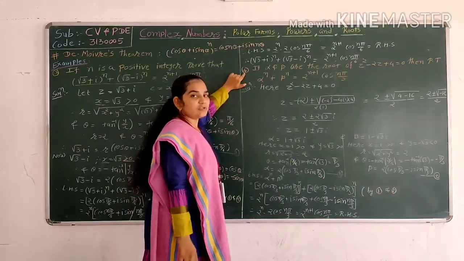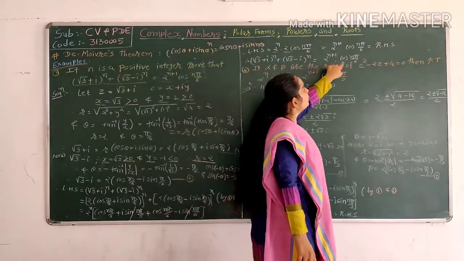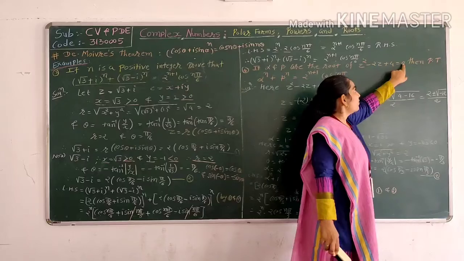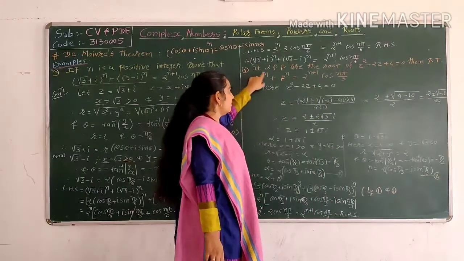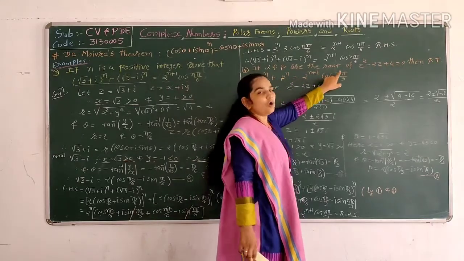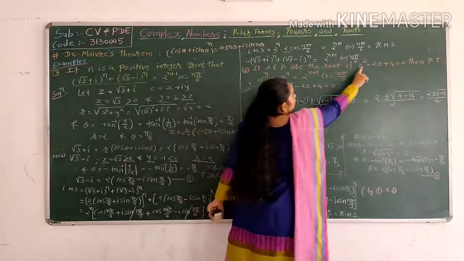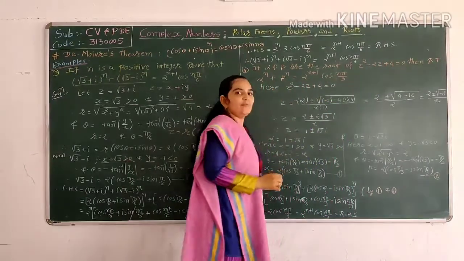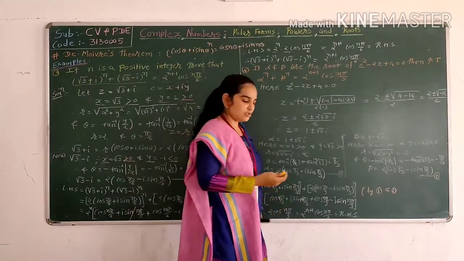Now next example: if alpha and beta are the roots of z square minus 2z plus 4 equal to 0, then prove that alpha raised to n plus beta raised to n is equal to 2 raised to n plus 1 cos n pi by 3. Now here we are given z square minus 2z plus 4 equal to 0 as the polynomial. Then we have to find the roots. We have to use the factorization formula.